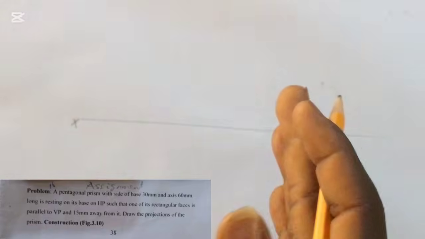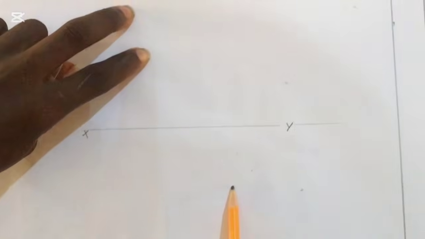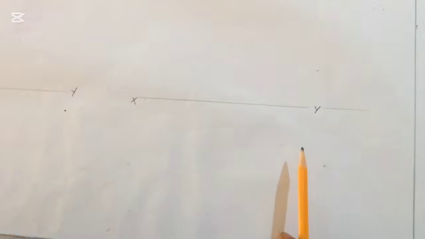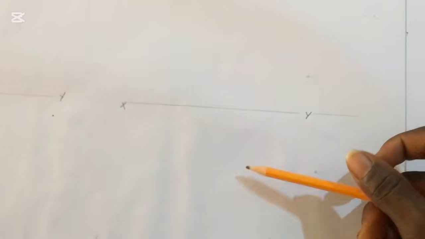So the base is going to be a pentagon resting on its base, and one of the rectangular faces is parallel to the VP. That means it's standing and it's parallel to the vertical plane. And the total is 15 millimeter away from it. If it is 15 millimeter away, that means we can only see that distance from the top view. We all know that the top view is always below the XY line and the front view above the XY line. So now we are going to be constructing our pentagon below the XY line, being the top view.